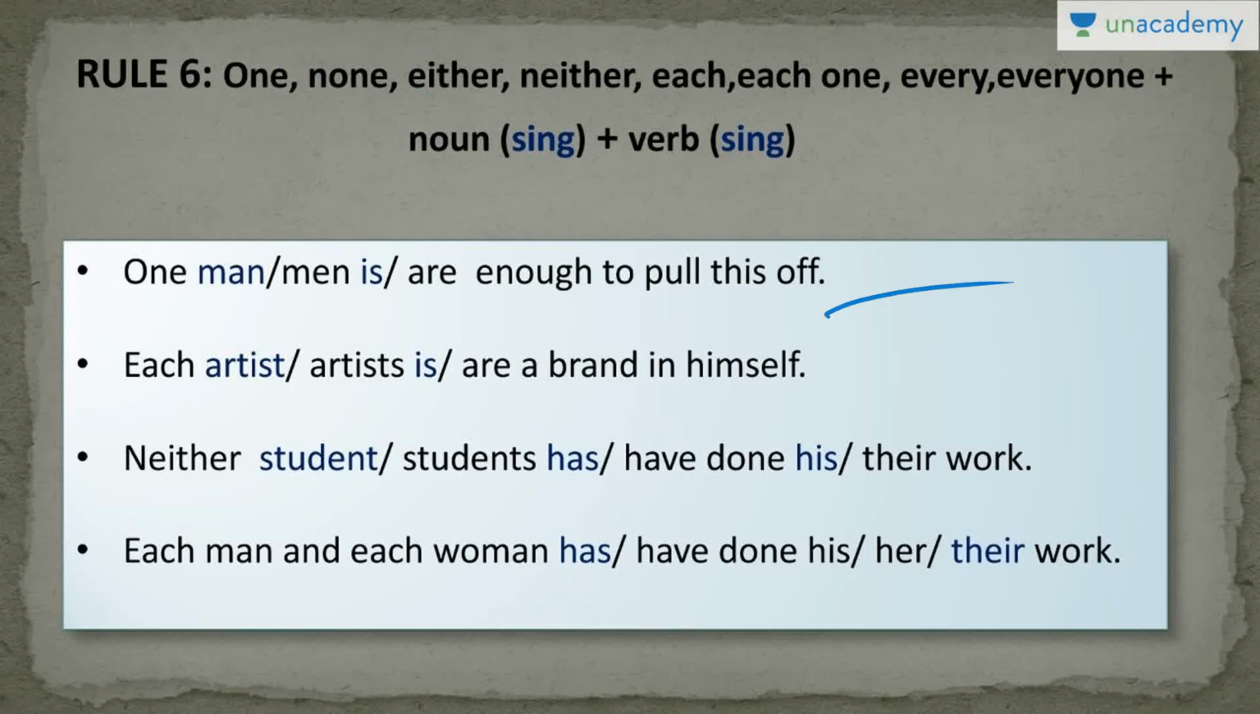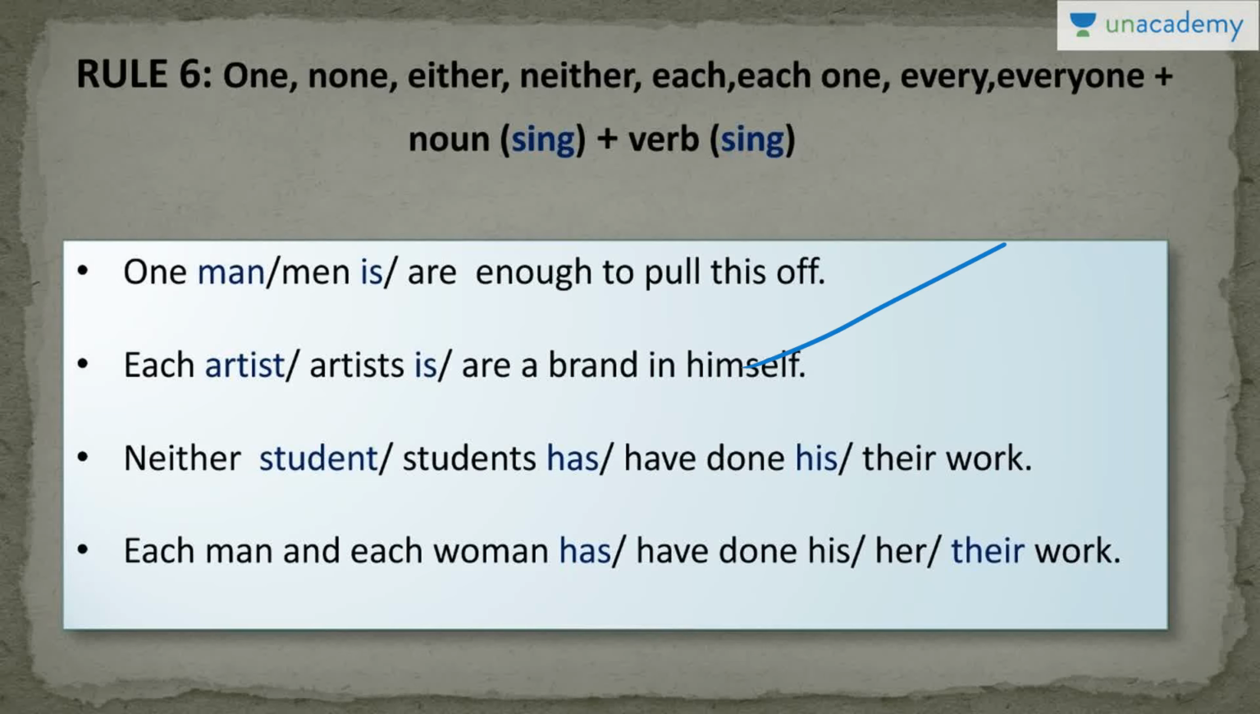First sentence is one man or men is or are enough to pull this off. Now I know that one is followed by a singular noun, so I would choose man. And since the noun is singular, the verb has to be singular, so I would choose is. And the correct sentence would become one man is enough to pull this off.